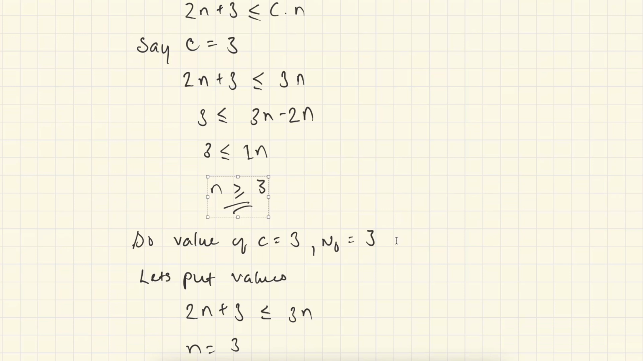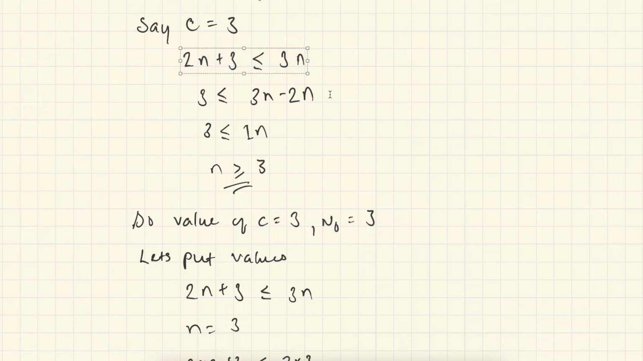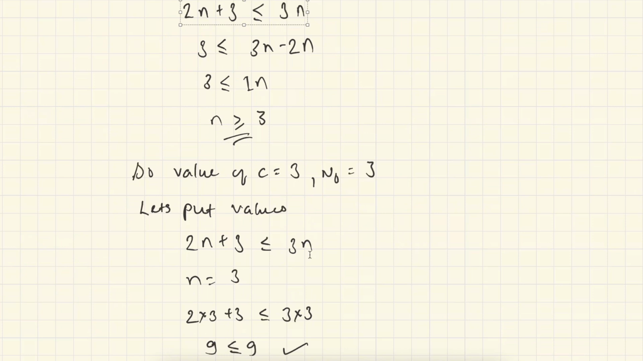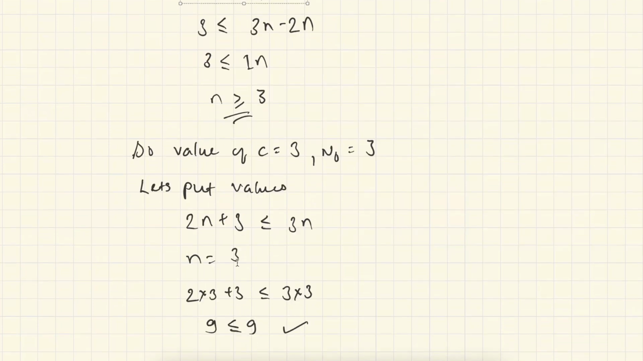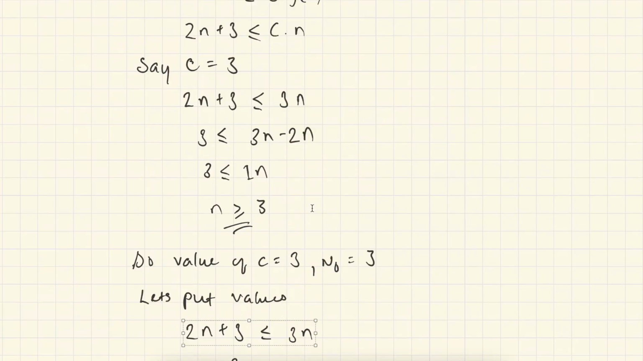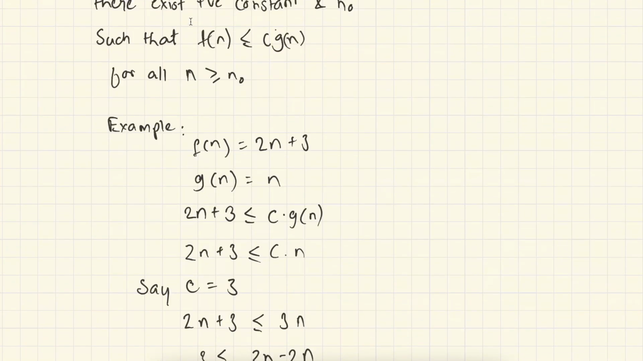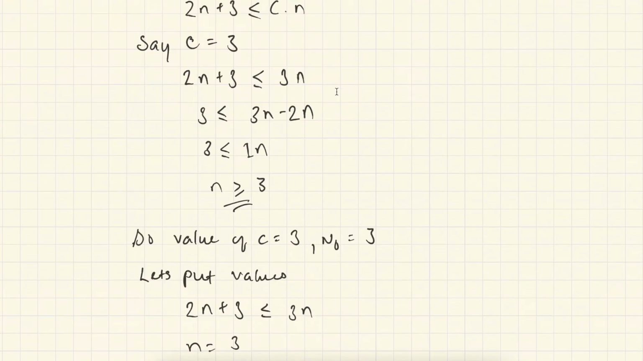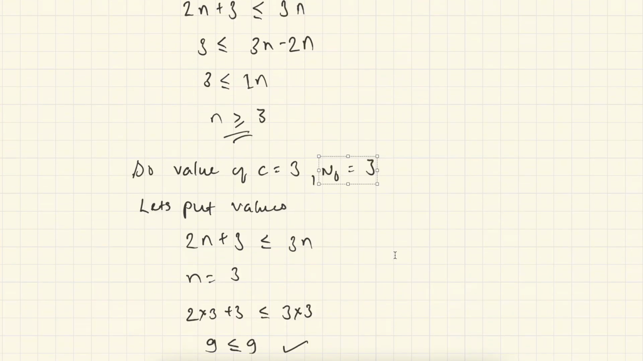So now let's again put both the values in this expression. So 2n plus 3 is less than or equal to 3n. Let's put the value of n. n is 3. 2 into 3 plus 3 less than or equal to 3 into 3. So see, the LHS is equal to RHS. So we have proved basically that this expression is going to be true if the value of c is 3 and the value of n naught is 3.